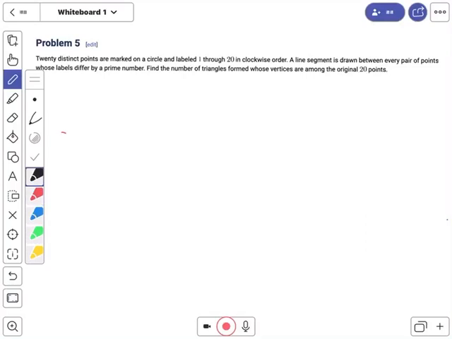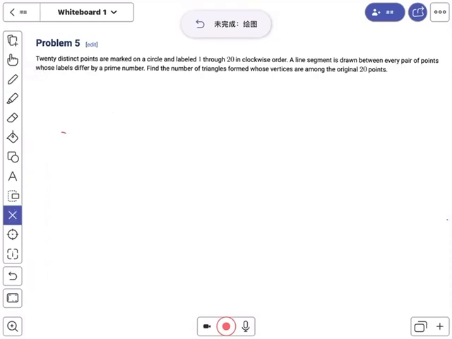So for this kind of problem, why not just draw the 20 points? Well, actually, we're just going to list the prime numbers. So what are prime numbers? 2, 3, 5, 7, 11, 13, 17, 19. These are all the prime numbers. Sorry, I'm just going to rewrite that. It looks kind of funny.